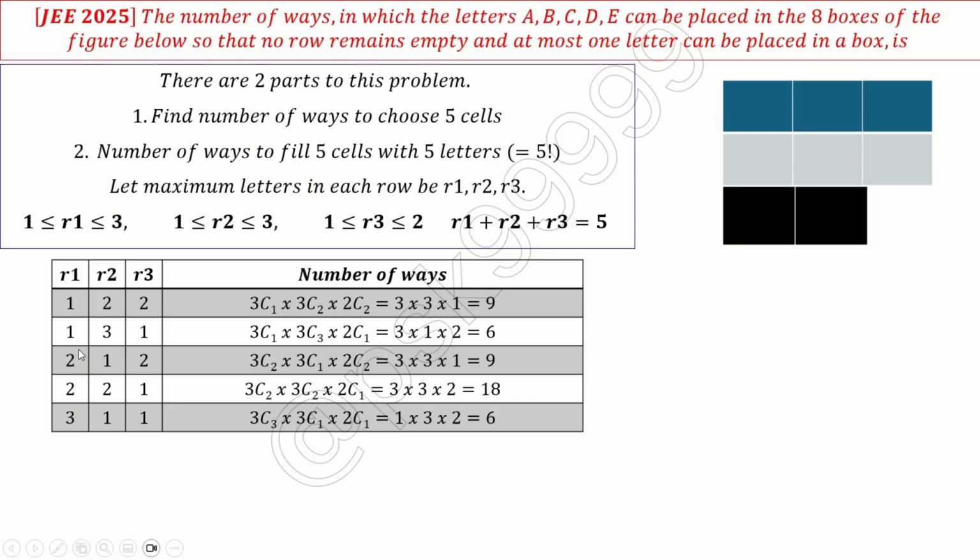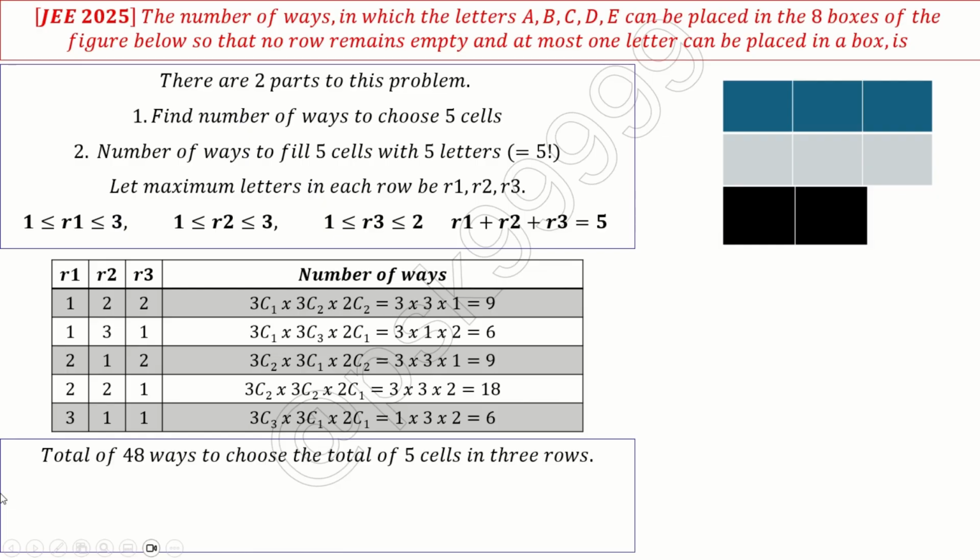Next, I will take R1 as 2 cells. 2 boxes I choose from R1, then 1 box from R2, 2 boxes from R3. In this case it will be 9. Or I will choose 2 boxes from R1, 2 boxes from R2, and then 1 from R3. This is 18, 3C2 and 3C2 into 2C1, which is 18. Or I choose all 3 from R1, 1 from R2, 1 from R3. This is 6. So total is 48 ways to choose all 5 cells.